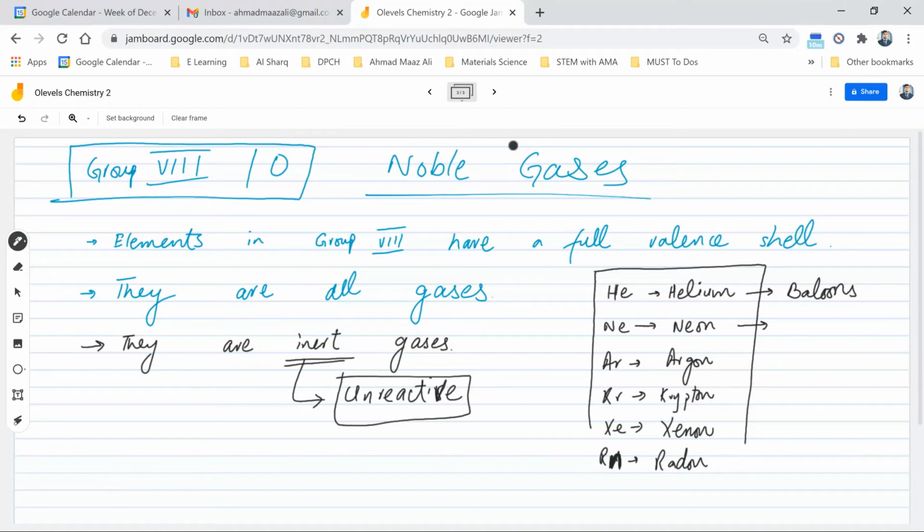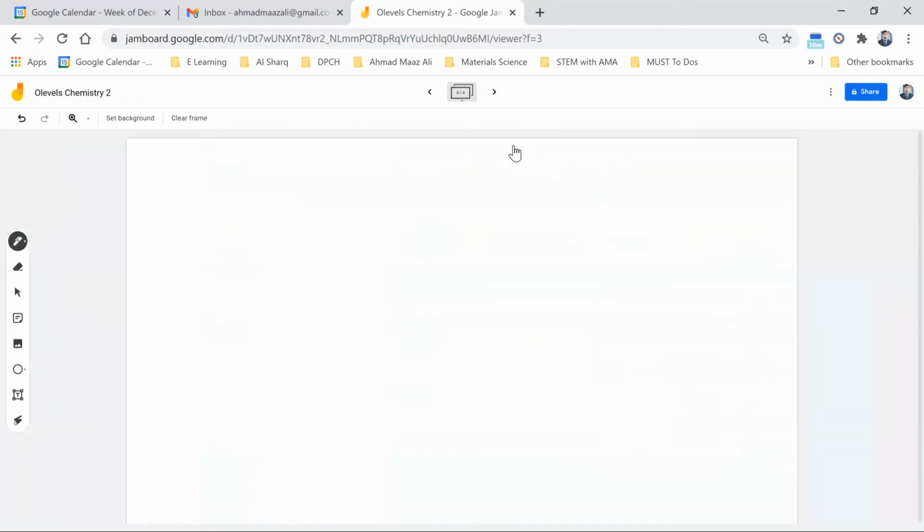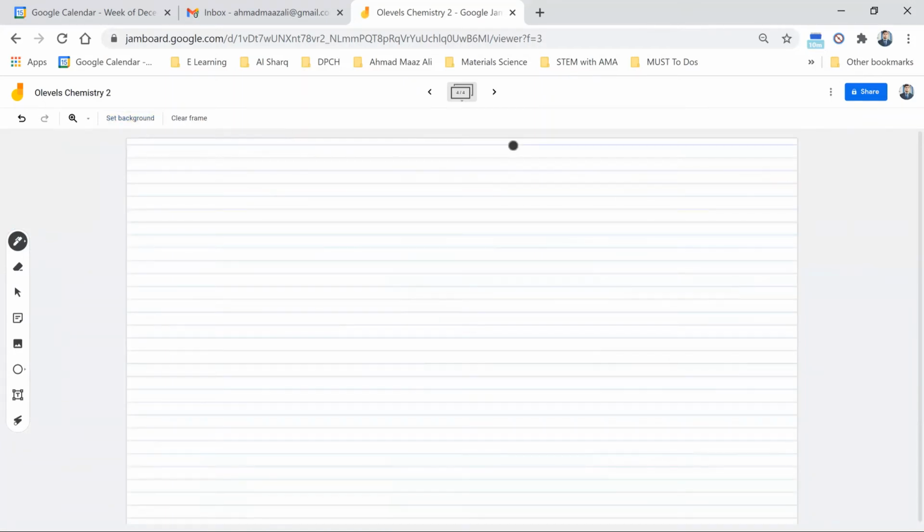Yes, sir. We have already written the use of helium, because it is lighter than air. It is used to fill balloons and also the airships that we have. Lighter than air, so it is used to fill balloons.